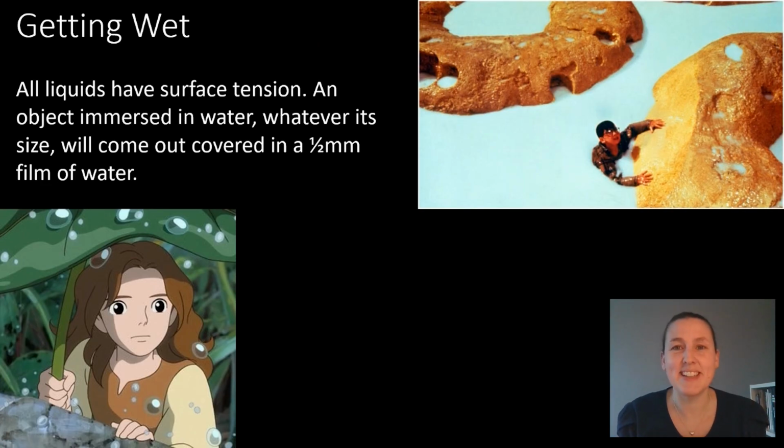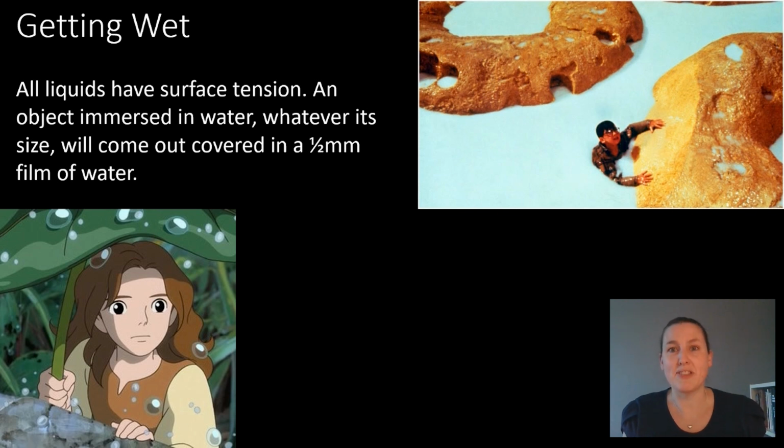Another problem for Lilliputians and tiny people is what happens if you go swimming or get wet or take a bath. The problem is that all liquids have a surface tension, a meniscus that we see, and any object immersed in, say, water, whatever the size of the object, will come out covered in about 0.5 millimeter thickness of water, a film of water all over its body. That's irrespective of the size of the object. So the weight of the water on that little person or big person is going to depend only on its surface area, because you've got this constant thickness, the 0.5 millimeter, that does not grow or shrink. That's constant to do with the surface tension of the water.